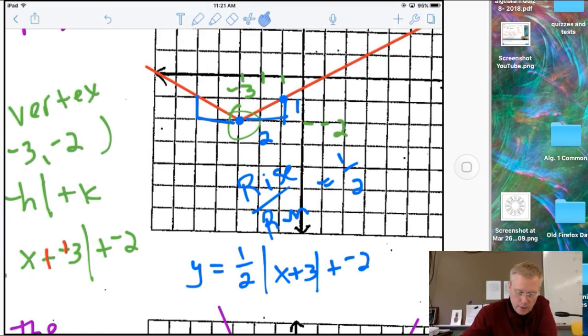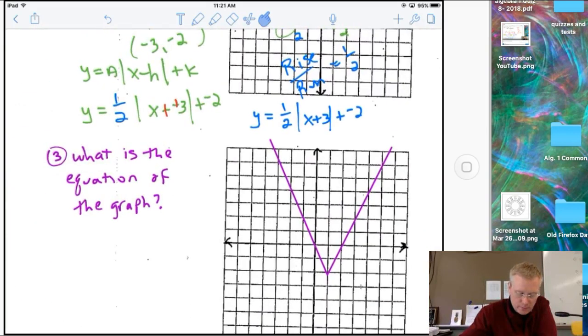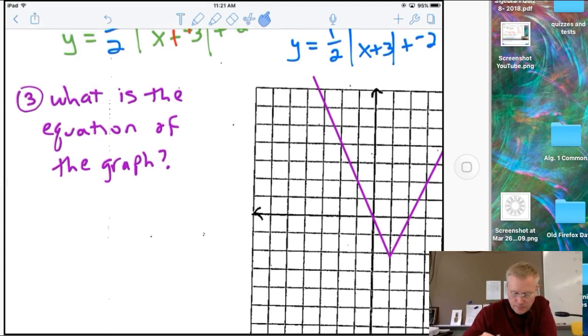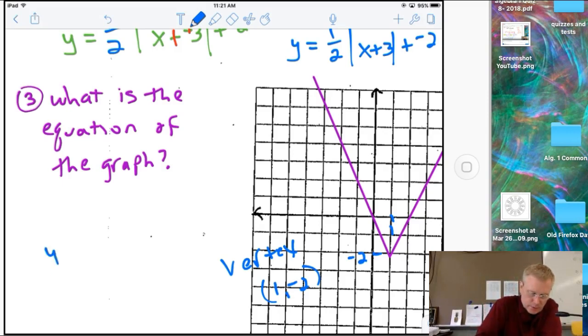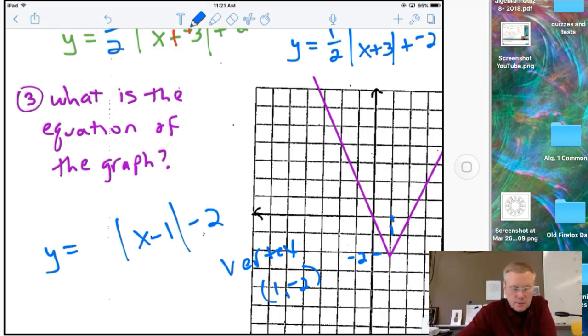Or -2. All right, number 3, what's the equation of this graph? Once again, I'm going to start with the vertex. The vertex of this one, let's see, x is 1, y is -2. So when I start plugging this in, I'm going to leave a blank for a moment. X minus 1. The x value goes next to the x, and the y value goes at the end. I'm just going to put minus 2 this time.